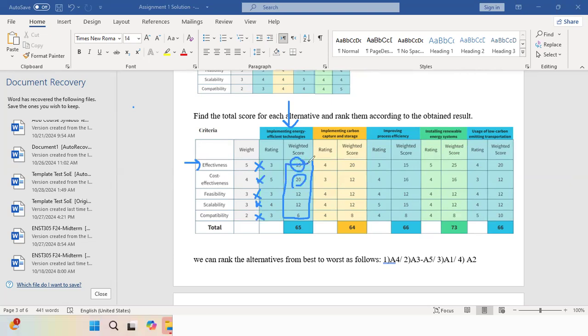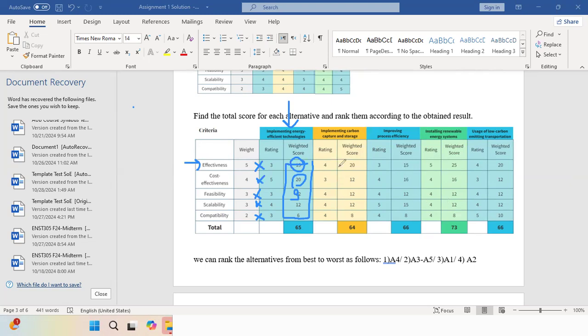Doctor, I think in the feasibility of implementing energy, there is an error. 3 times 3 is 9. Yes, of course, 9. 3 times 3 is 9, right. Okay. So we do the same for all columns.